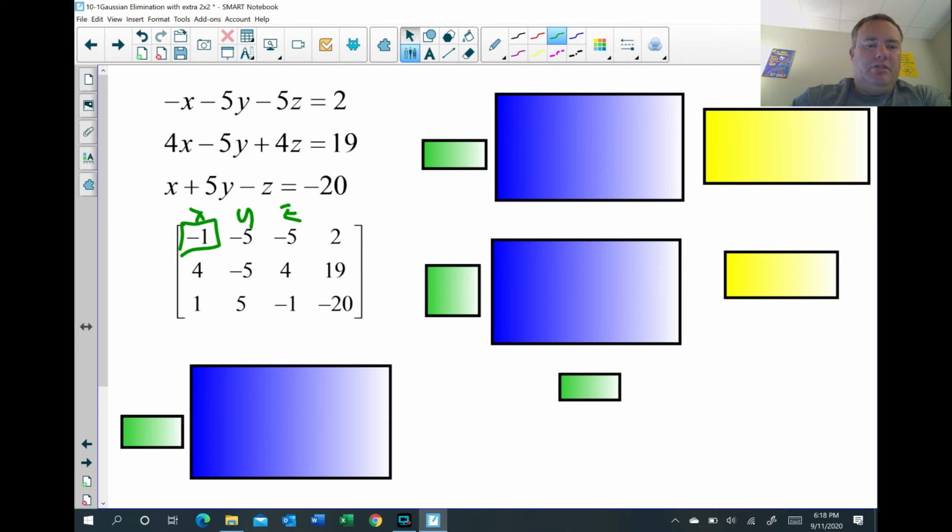What I'm going to do is, since I already see in the first column there is a 1, I'm going to do a row swap. So I'm going to swap row 1 and row 3. So I'm basically going to switch these two. Okay? All right.